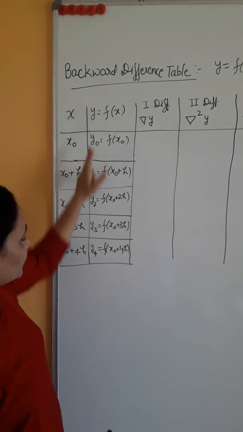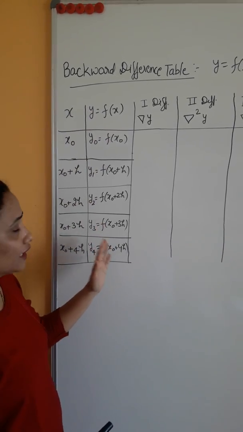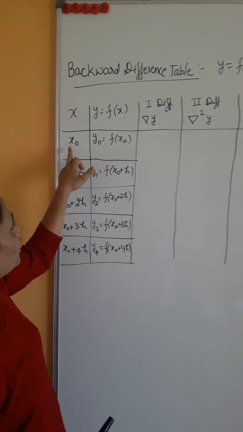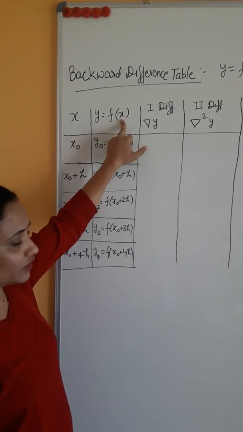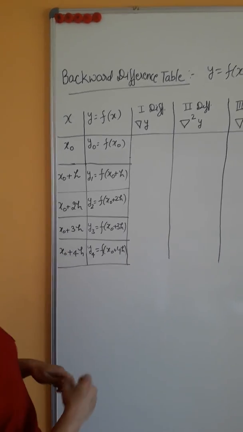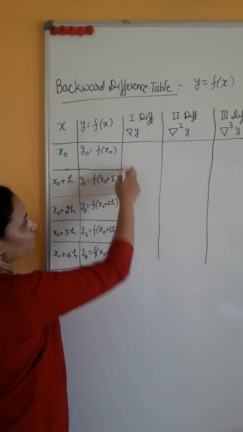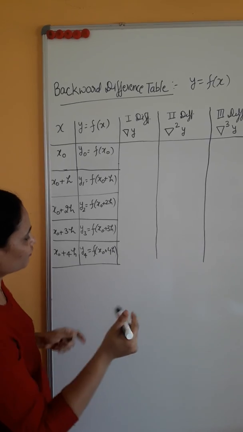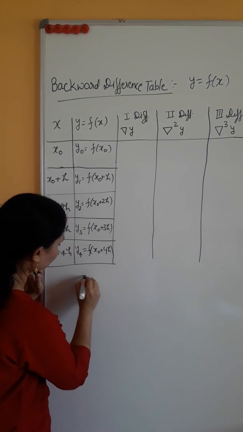Okay. So if these values are given, we can write directly. Otherwise, how can we find them? By substituting these values in the given function, and we can find all the entries corresponding to the arguments. Now start with finding the first difference. So what is the first difference? How do we define the first difference?